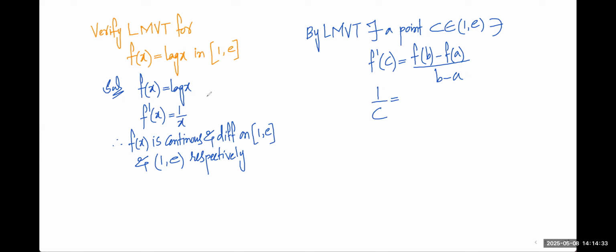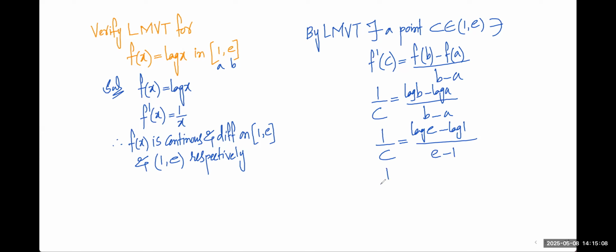f of b means we get यहाँ पर रखे तो log b minus log a by b minus a, but our a value is this one, our b value is this one, replace log of b value is e minus log a value is 1 by b minus a, e minus 1, so 1 by c is equal to, you see, log e value is 1 minus log 1 value is 0 by e minus 1, so 1 by c is equals to 1 by e minus 1.